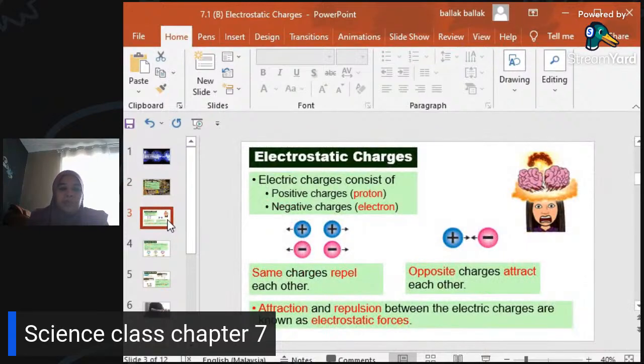Let's continue. What are electrostatic charges? Electric charges consist of positive charges, protons, and negative charges, electrons. Same charges will repel each other, they will not come close, they will separate. But opposite charges will attract. Negative and negative repel, positive and negative attract. So attraction and repulsion between the electric charges are known as electrostatic charges.